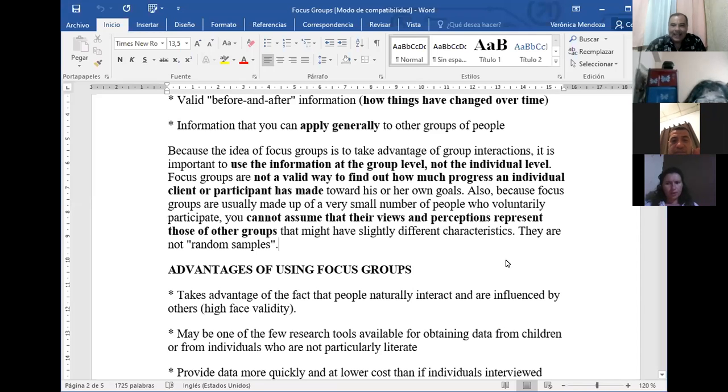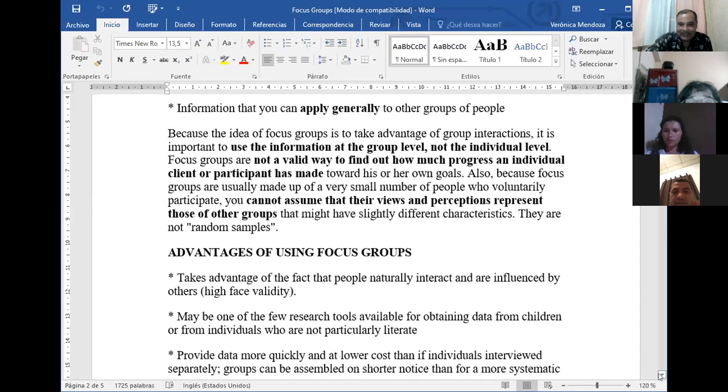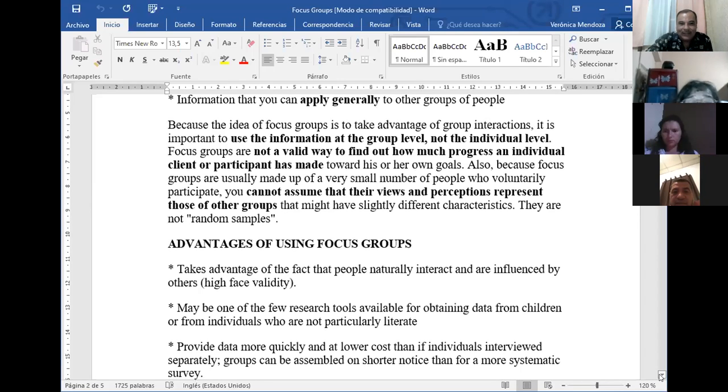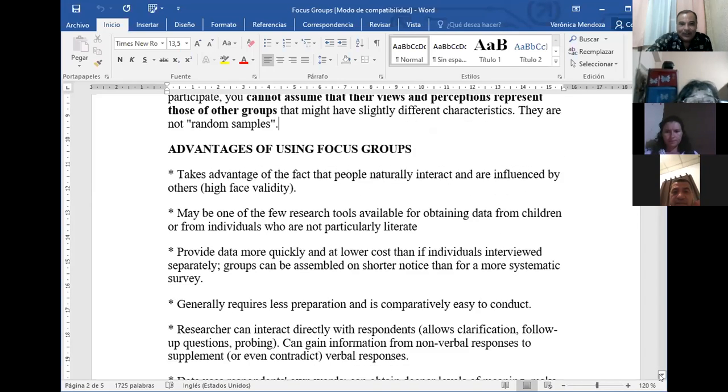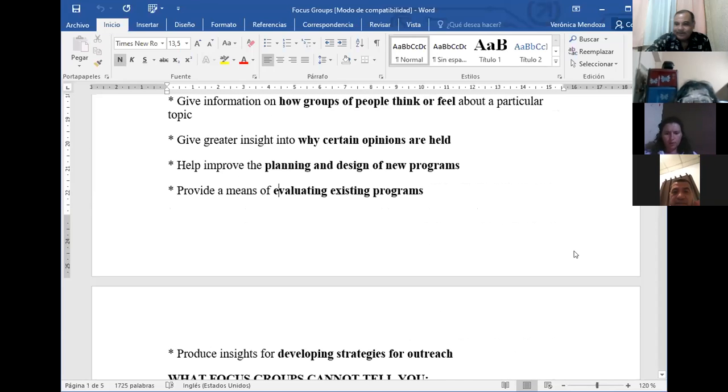Rafael and Jader, where are you, Rafael? That may have slightly different characteristics. That's correct. Okay, wait. Don't go to the advantages yet. Only focus groups, okay? Only focus groups.